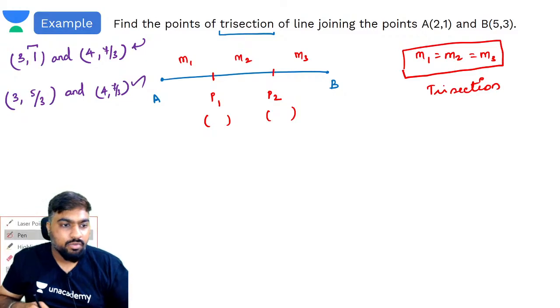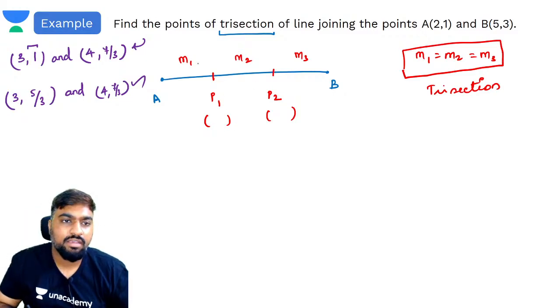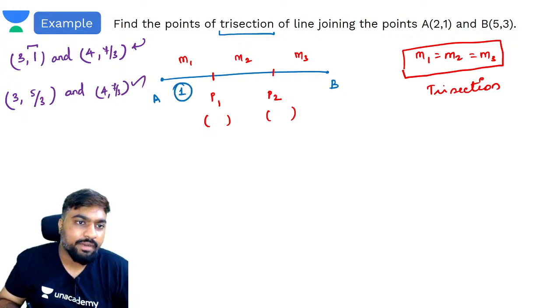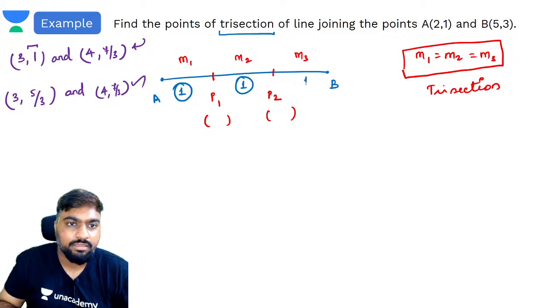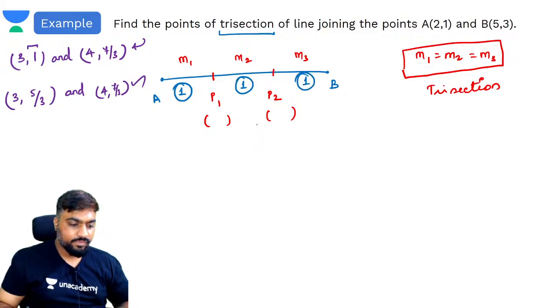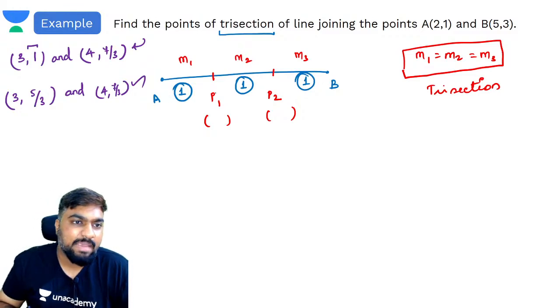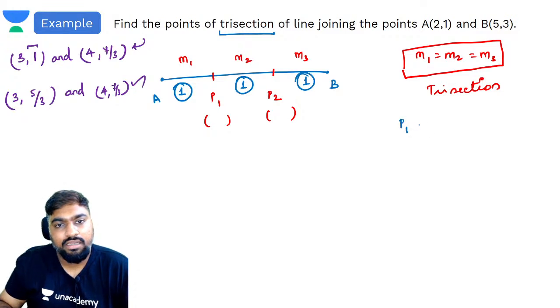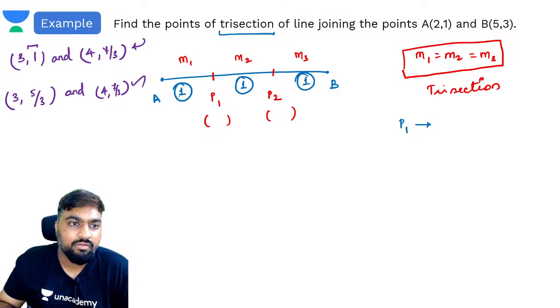Yeah. So what happens here? Look at this. In this question, if I say M1, M2, M3 are equal, that means this is one part, then this will also be one part, this will also be one part. Agreed? Each of these is one part. AP1 का distance will be equal to P1P2 का distance will be equal to P2B, है ना? तीनों distances equal हैं. So I know that P1 divides AB in what ratio? AB को P1 क्या ratio में divide कर रहा? 1 part is to 1 plus 1, 2 parts, correct? 1 is to 2 में divide कर रहा P1.